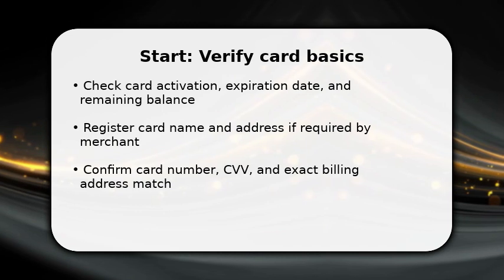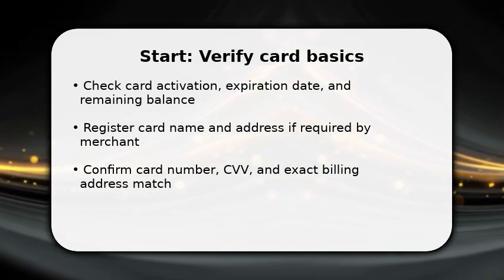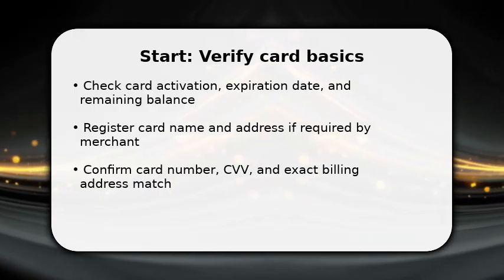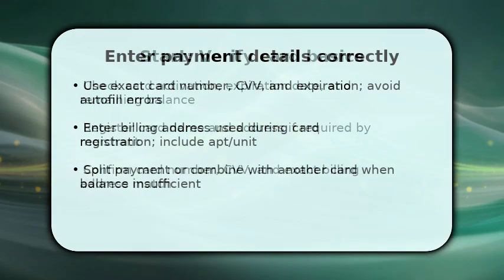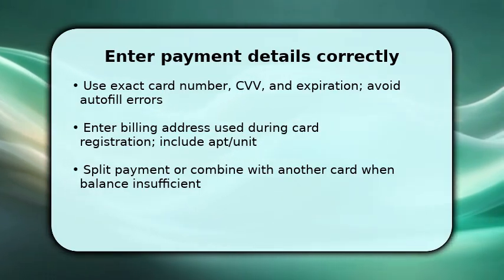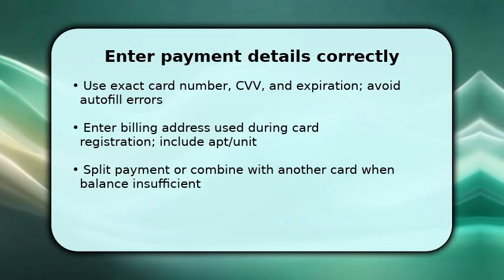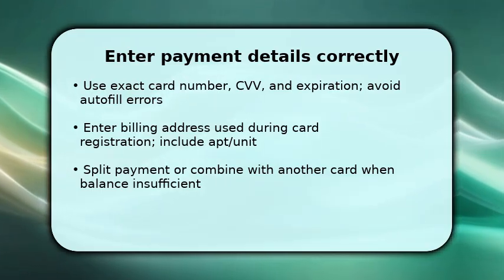Now that these essentials are correct, move to payment method selection. You should now focus on precise entry and fallback options. Carefully type the 16-digit number, CVV, and expiration. Do not rely on autofill, which can insert old info. Next, make sure the billing address matches the issuer's record, include apartment or unit numbers.